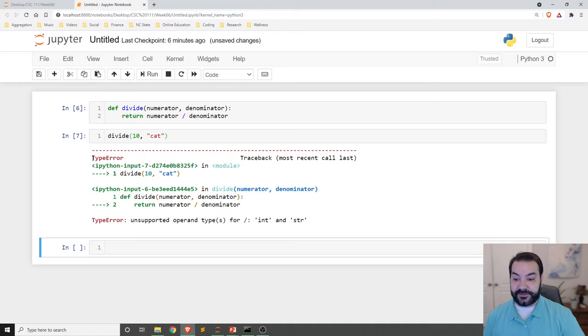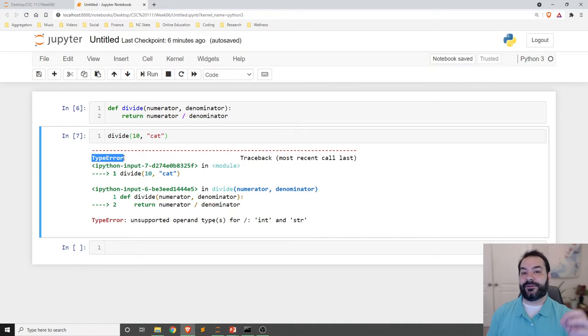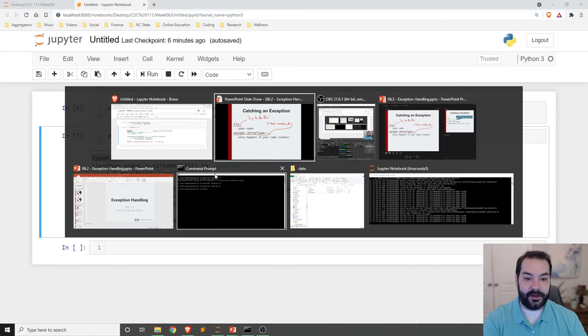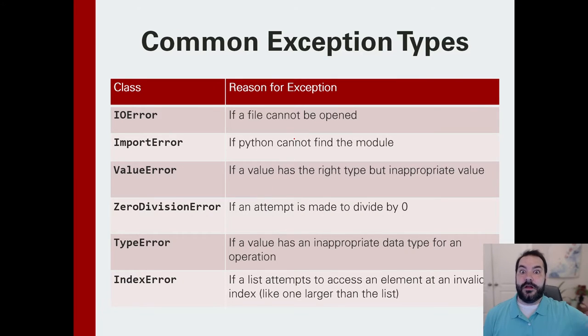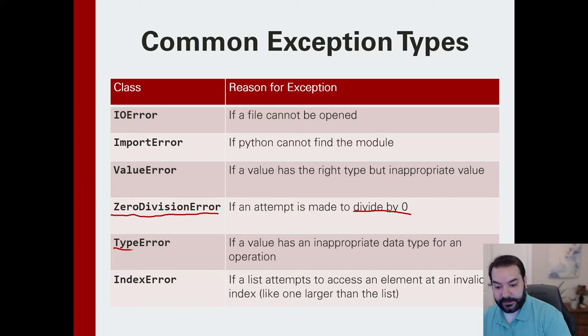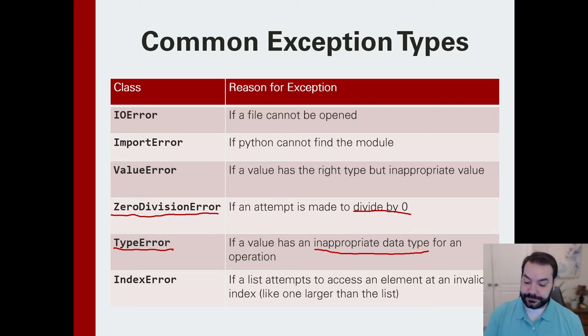Type error. Oh, specifically, notice that these are different types of errors that Python can present to us. And there are a number of these. Not every one of them is going to happen all the time. Some are more rare. It depends on your code. But specifically in our example here, we are experiencing a zero division error because we're trying to divide by zero, and a type error where we're using an inappropriate data type.